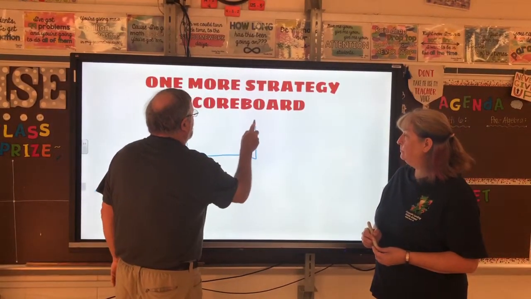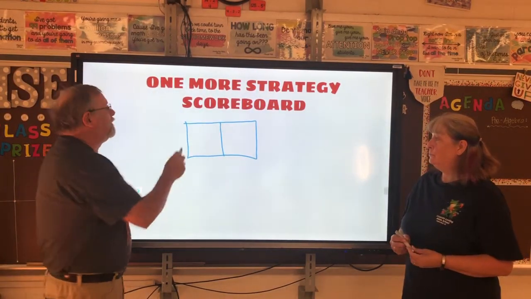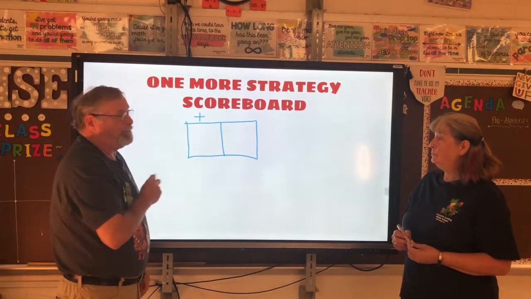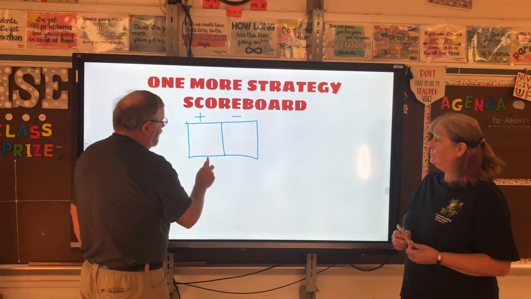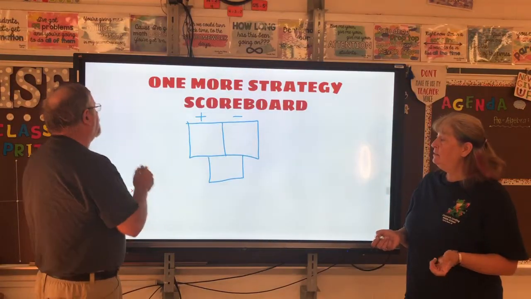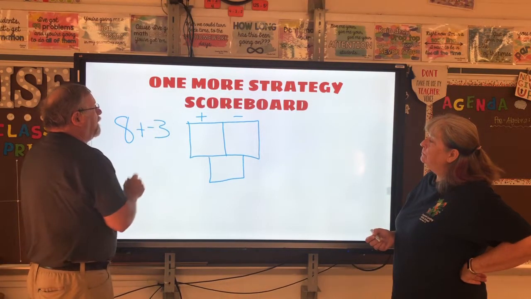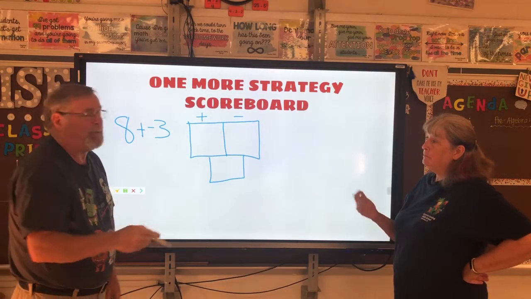So here's my scoreboard, right? Scoreboard's divided into 2. That's one team, that's the other. We're going to call this positive. We'll call this side negative. And down here, we're going to come up with our final score. So now we need a problem. How about 8 plus -3? Well, the positive team has how many?